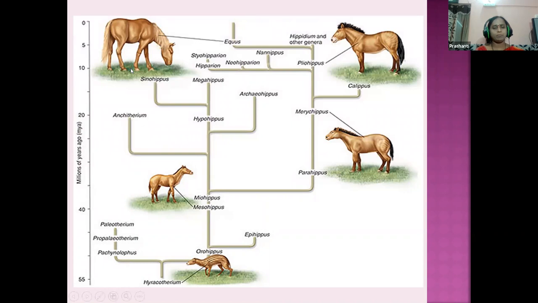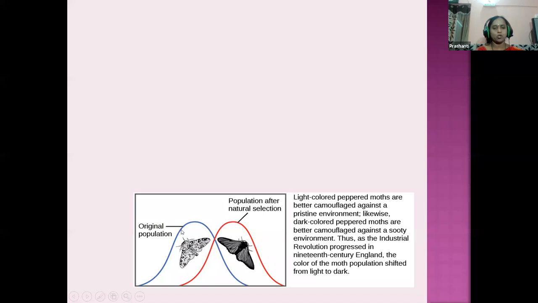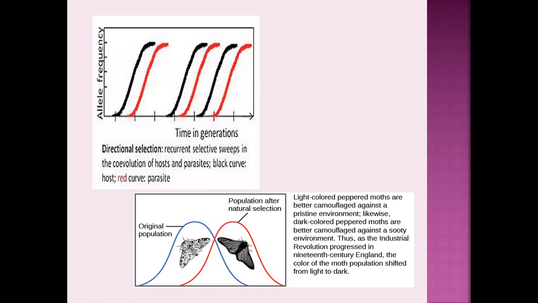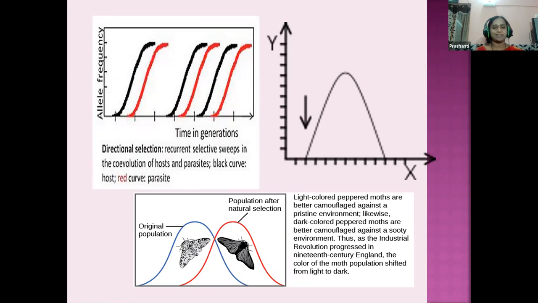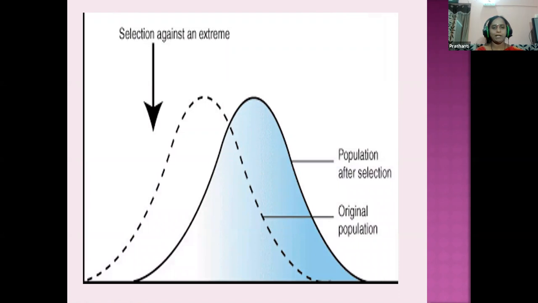So, this is an example, children, where the original population has been shifting to either left or right. That is, it might be gray color or brown color. According to the environment, they have been shifting and they have been settling. So, the graph has been shifting towards one direction. This is called directional selection or progressive selection. Just see the graph, children, how it has been plotted.